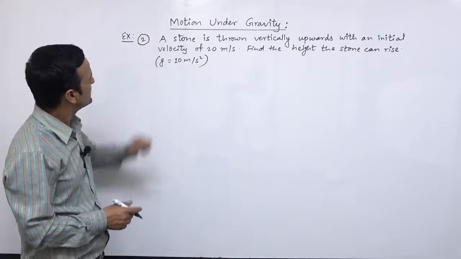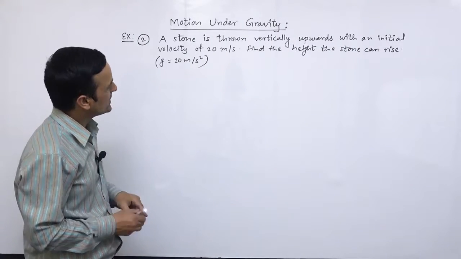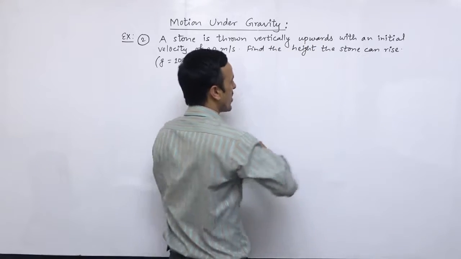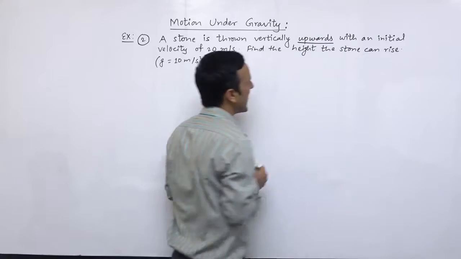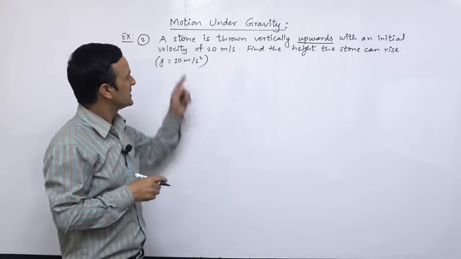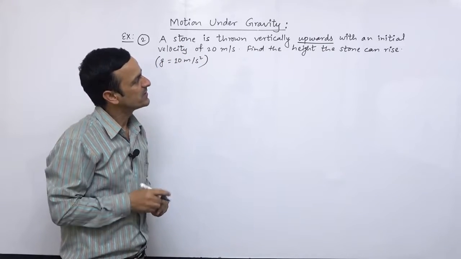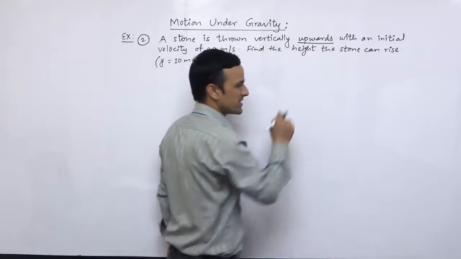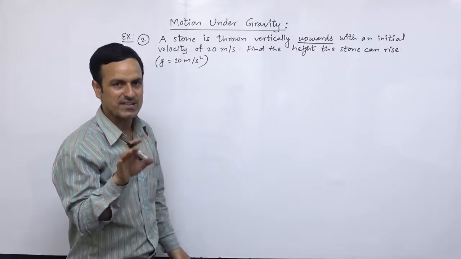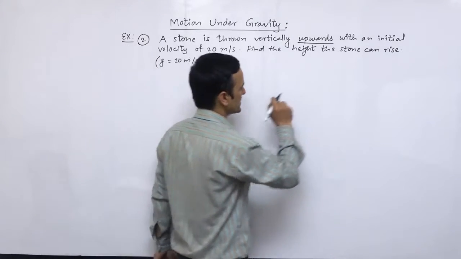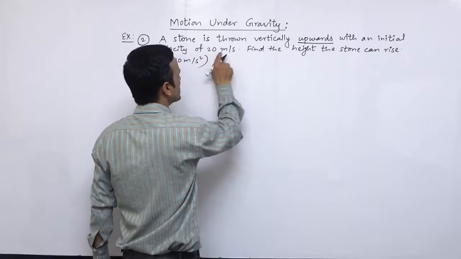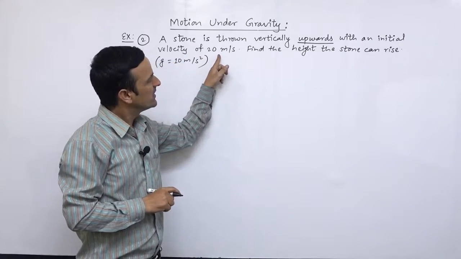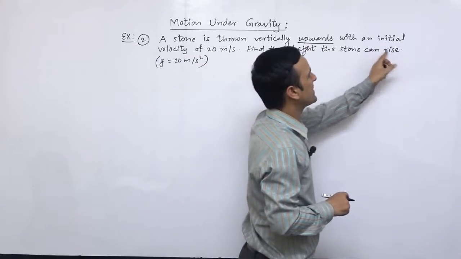Okay, we have this question now. A stone is thrown vertically upwards. So vertically upward or downward, be sure that the particle or stone is projected up. यो upward direction तिर हामीले project गरेका छौं, फालेका छौं. That means we have to use the minus sign in the equation of motion with an initial velocity of 20 meter per second. Initial velocity means it is u, and find the height the stone can rise.